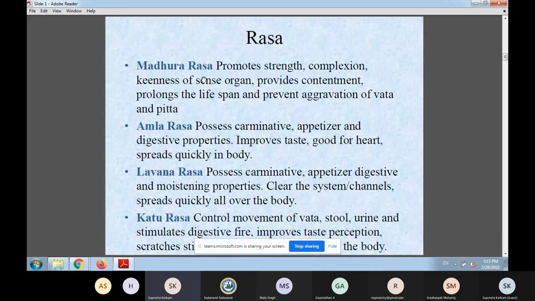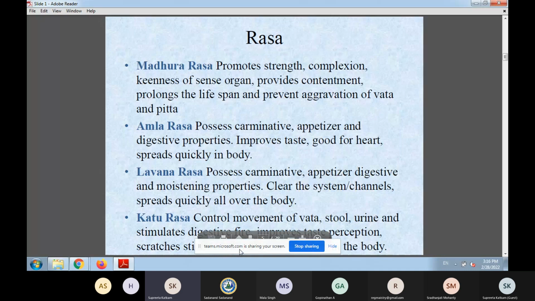Katu rasa controls the movement of vata, stool, and urine, stimulates digestive fire, and improves the perception. Once you place katu rasa in the mouth, there is watering of the eye. Katu rasa is basically pungent. Think of yourself while you are eating chili, what will happen to you? And this also has the property of clearing the channels.